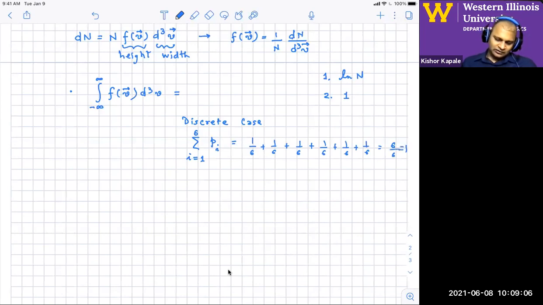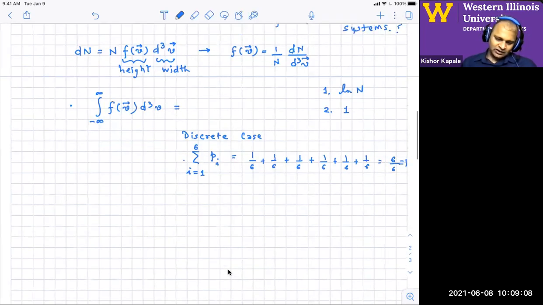So you just translate that into the continuous case. Now you don't have the discrete values 1 through 6, but you have continuous values. What would that integral be? When you go from discrete to continuous, summation becomes an integral. What do you expect the right-hand side to be?